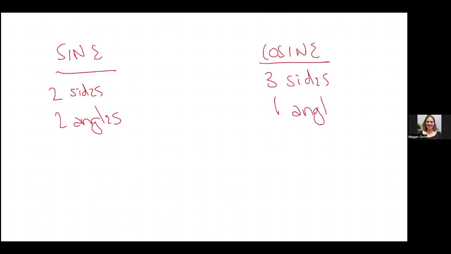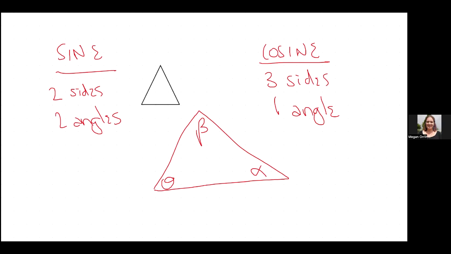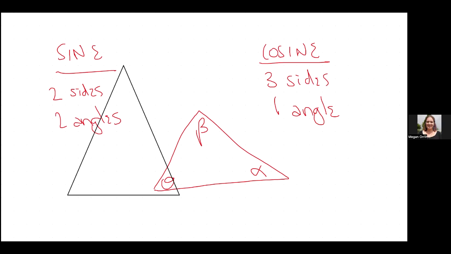Why can't you know three angles? Sorry, I said it the wrong way around. If you knew all three angles, would that give you information about the side lengths? It really wouldn't. Because as long as these angles are in proportion, you can make these side lengths anything you want. If you're just expanding a triangle, those angles are not going to change. If I just make the whole thing equally bigger, those angles don't change, but the side lengths do. So we can't use too many angles.